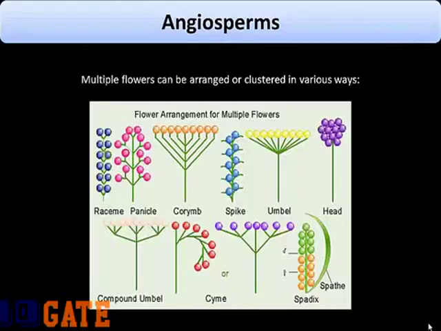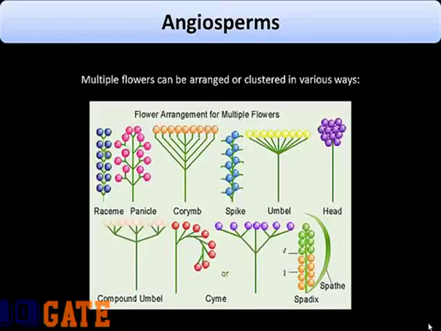Now multiple flowers can be arranged or clustered in various ways, as can be seen in the diagram. There can be the raceme arrangement, there can be panicle arrangement or corymb arrangement, the spike, umbel, head, compound umbel, cyme or spadix arrangement. So the flowers can be arranged in different kinds.